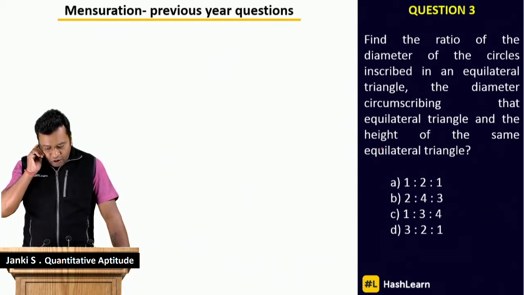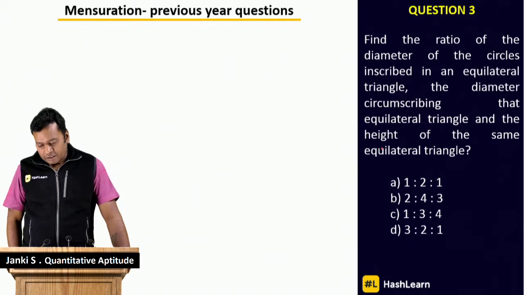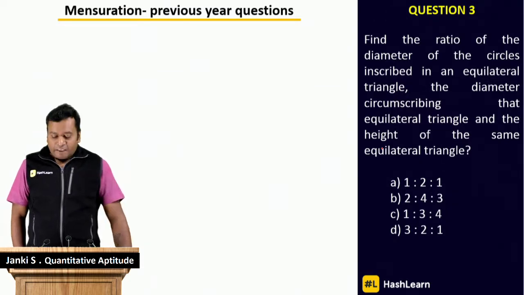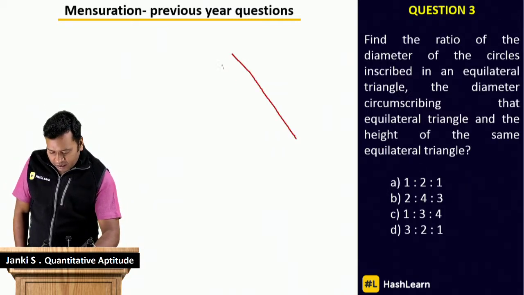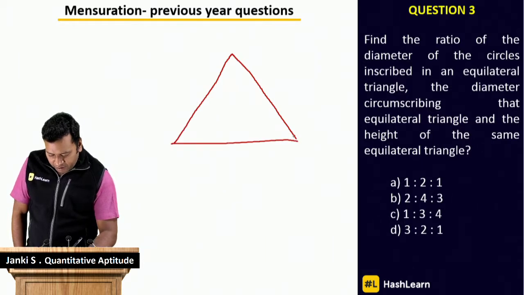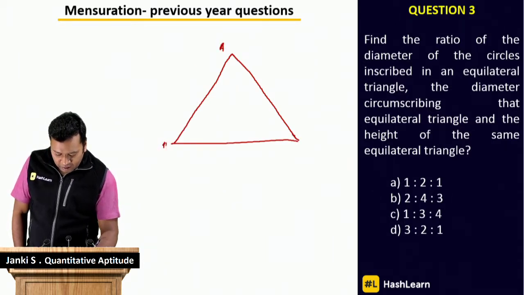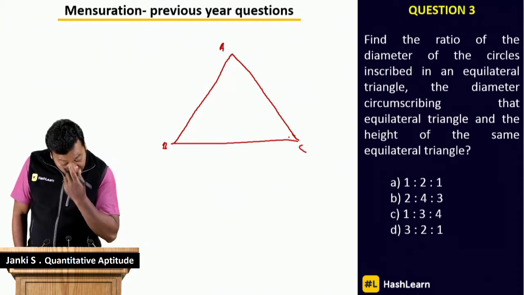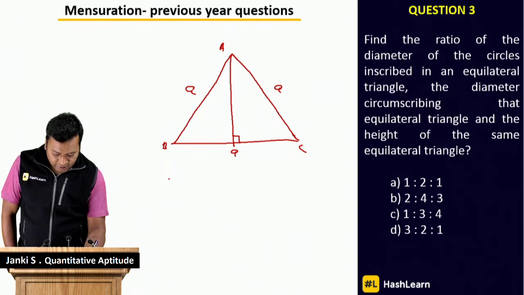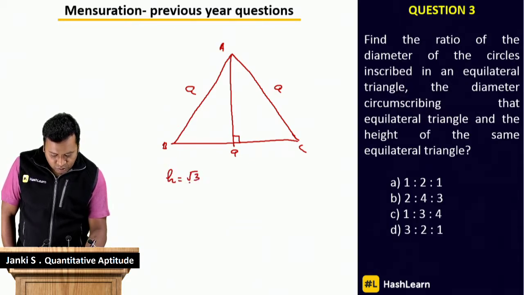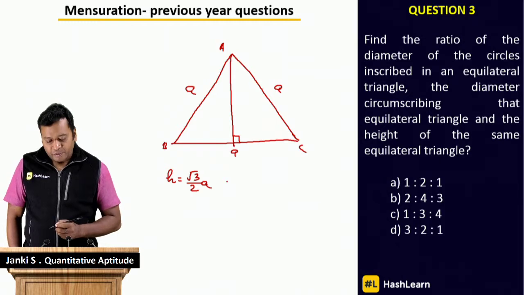Find the ratio of the diameter of a circle inscribed in an equilateral triangle, the diameter of the circle circumscribing the equilateral triangle, and the height of the same equilateral triangle, right? So first thing is, let's work on an equilateral triangle here. तो अगर I have an equilateral triangle ABC, important parts, if the side is a here, my condition is if we'll drop a perpendicular is the height part here. So height here is nothing but root 3 by 2a is my height.